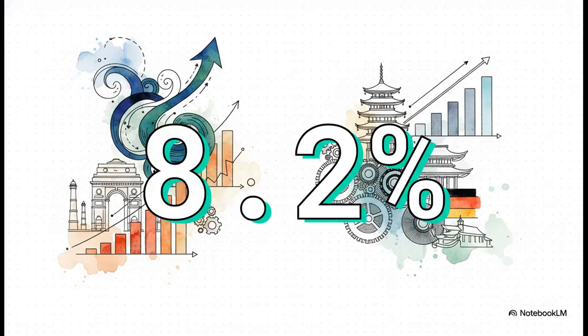The very first number that shut down the critics was this: a stunning 8.2% growth rate in our gross domestic product for the second quarter. To put that in perspective, this wasn't just a good number. It absolutely blew past the growth rates of major developed economies like Japan and Germany. This wasn't a sign of a weak recovery. This was a sign of powerful forward momentum.